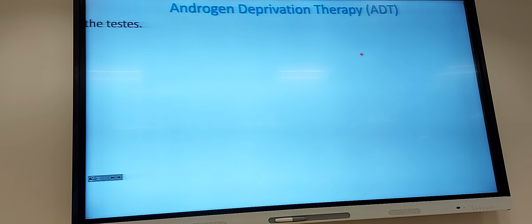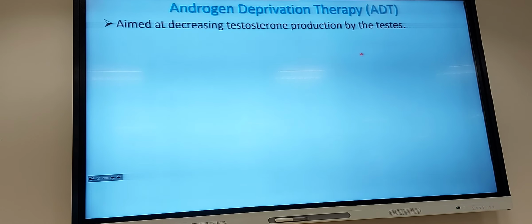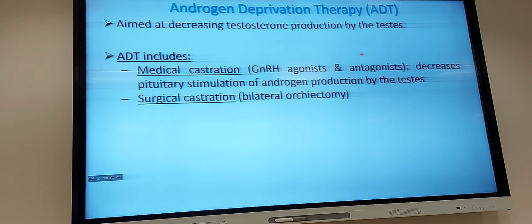So androgen deprivation therapy is aimed at decreasing the testosterone production by the testes. That's the purpose. We can achieve it by medical castration or surgical castration, as we just talked about. With medical castration, we reduce the pituitary stimulation of androgen production by the testes to a castration level, which we define as serum testosterone level less than 50 nanograms per deciliter. If it's less than that, that's our medical castration. That's what we want to achieve.